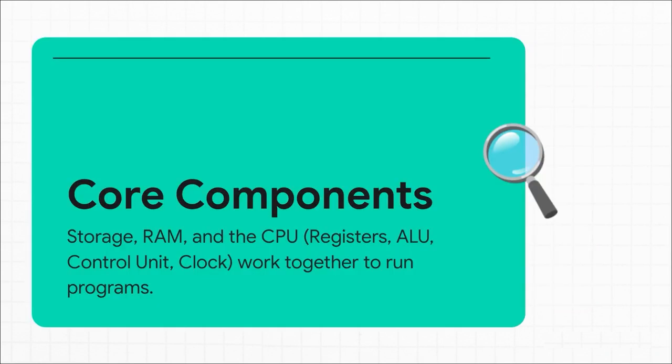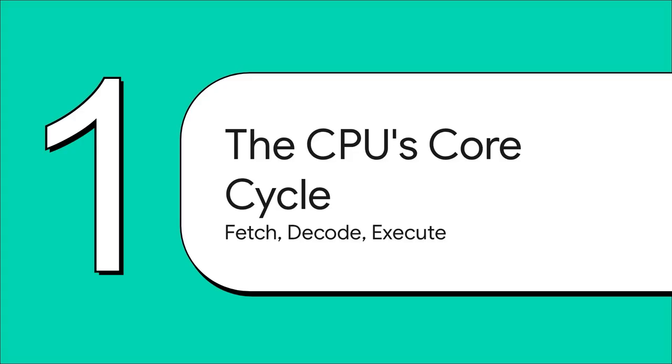Okay, so first things first. Before anything can happen, your program has to get to a place where the CPU can actually see it. Your operating system takes care of this part, pulling the program's code and all the data it needs from your slower storage, like your SSD, and loading it directly into the much faster system memory, what we all know as RAM.